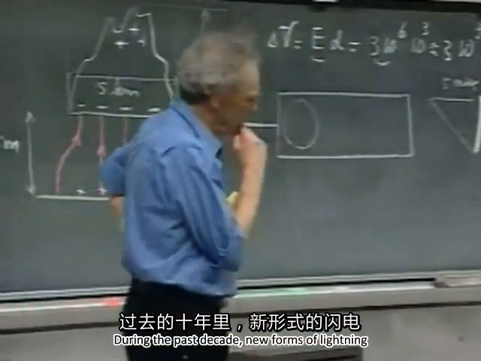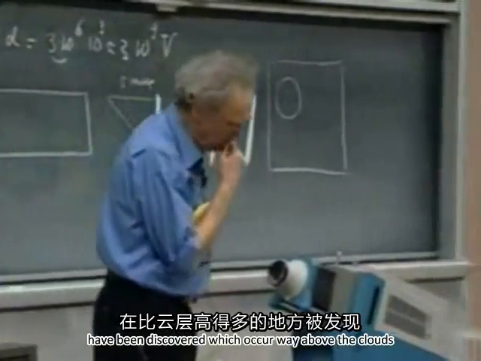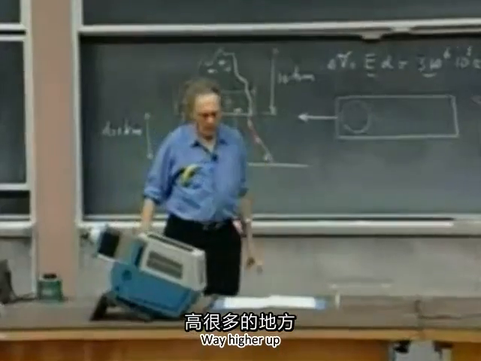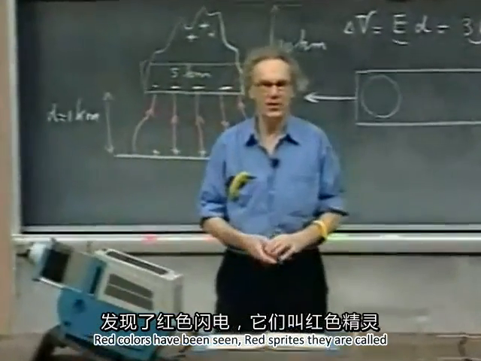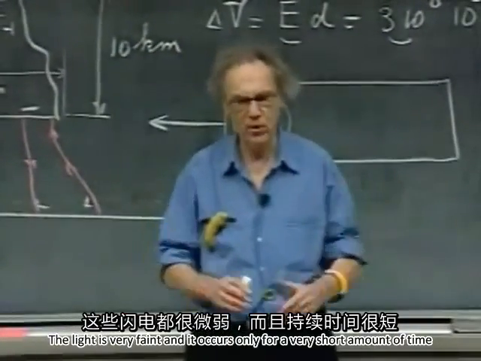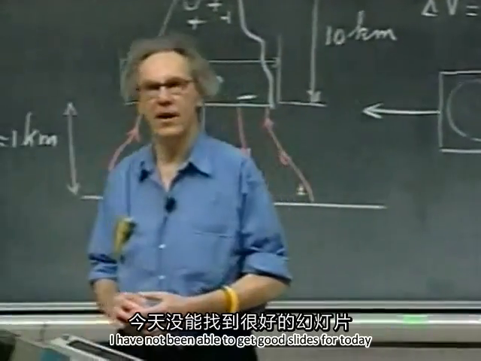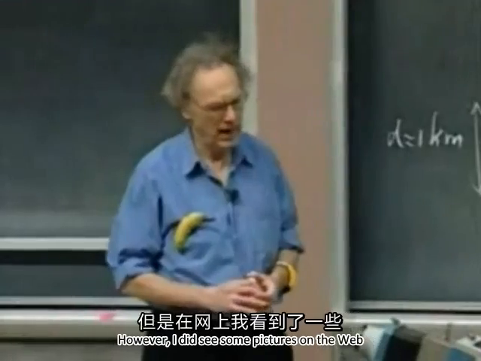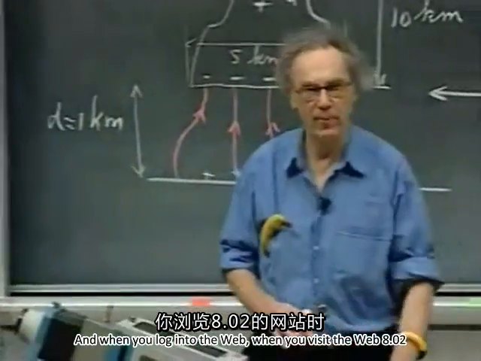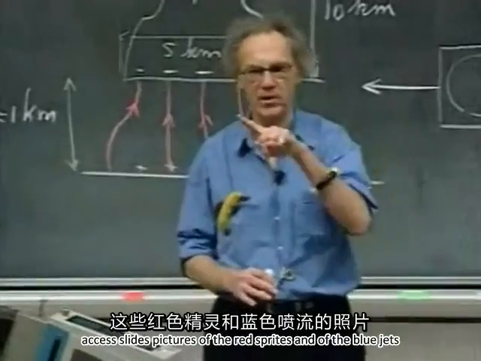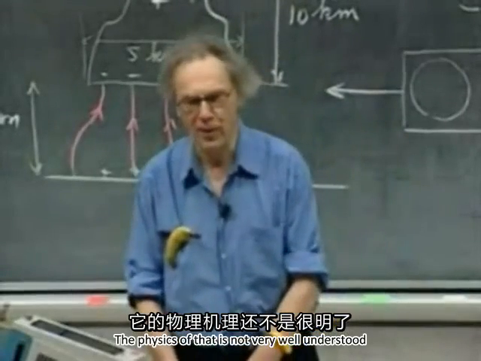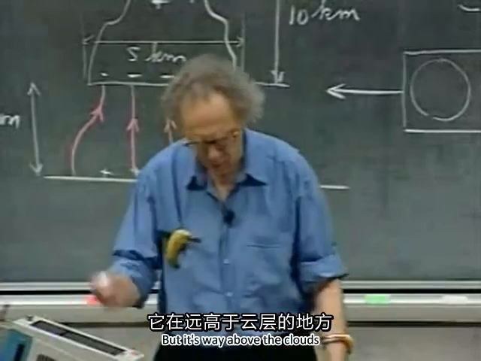During the past decade, new forms of lightning have been discovered which occur way above the clouds, way higher up. Red colors have been seen, red sprites they are called, and also blue jets. The light is very faint, and it occurs only for a very short amount of time. It's very difficult to photograph. I have not been able to get good slides for today. However, I did see some pictures on the web, and when you visit the web 802, which you should, then I give you directions how to access slides, pictures of the red sprites and of the blue jets. The physics of that is not very well understood. It's being researched very heavily, but it's way above the cloud.